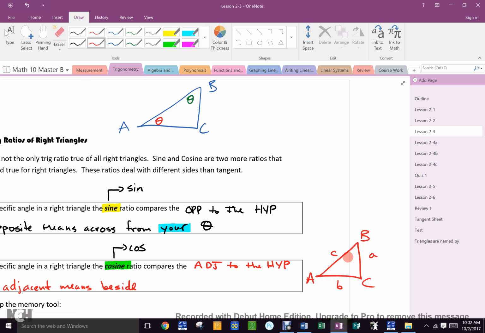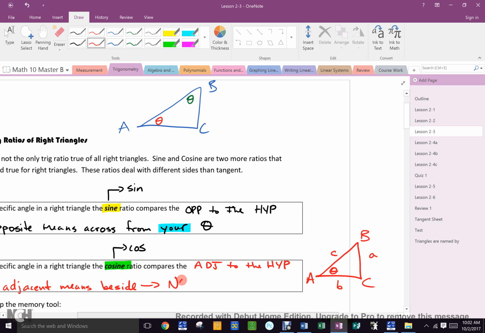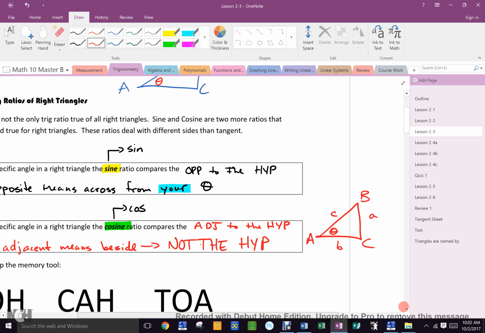But when I say adjacent means beside, kids get into trouble because they come to their theta right here and they say, well, there's two things that are beside it, Mr. Myers. One of those things is what? The hypotenuse. Does the hypotenuse ever change? No. Adjacent means beside, but not the hypotenuse. Cool? Yeah. All right.